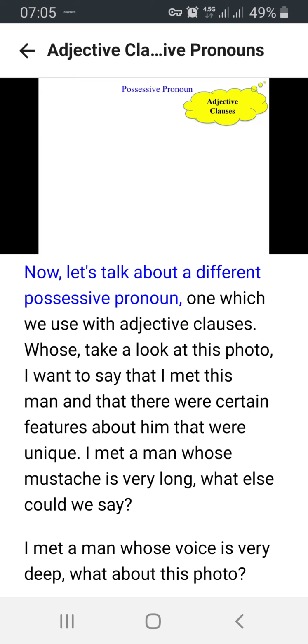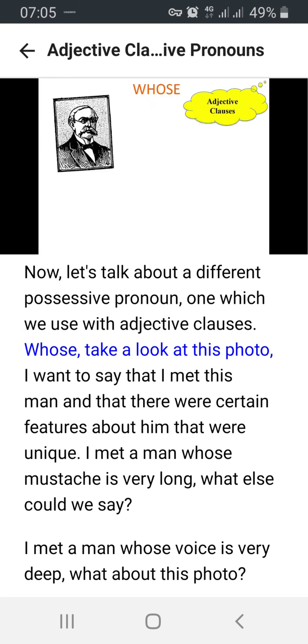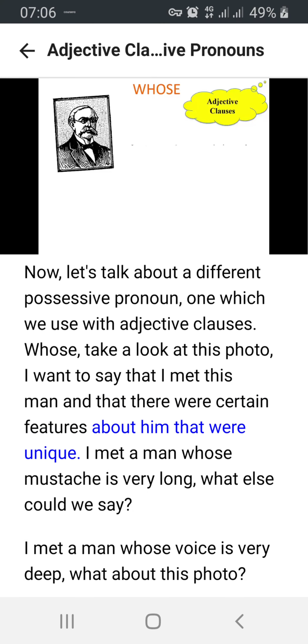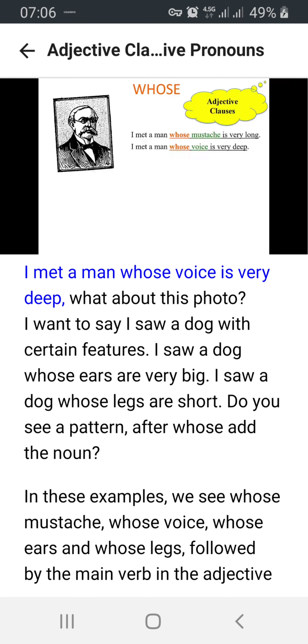Now let's talk about a different possessive pronoun, one which we use with adjective clauses. Whose? Take a look at this photo. I want to say that I met this man and that there were certain features about him that were unique. I met a man whose mustache is very long. What else could we say? I met a man whose voice is very deep.